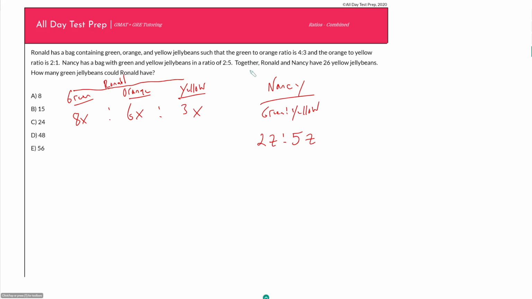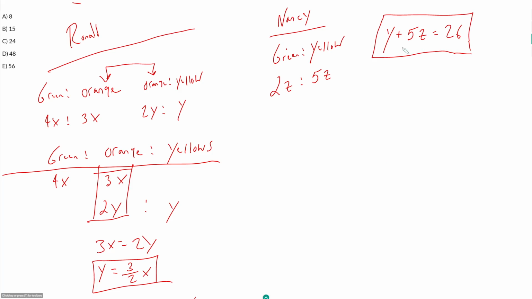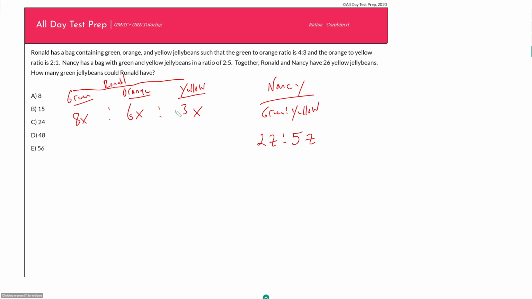And then what do we know? So together, Ronald and Nancy have 26 yellow jelly beans. So now that everything here is in terms of x, because before we still had it in terms of y over here, we can say 3x plus 5z is equal to 26.